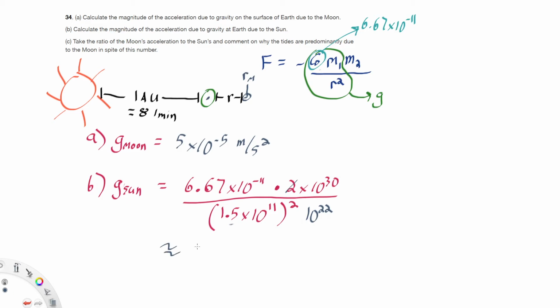So this is approximately... So even though the sun is way further away than the moon, it actually has 100 times more of an effect on our gravity than the moon does.